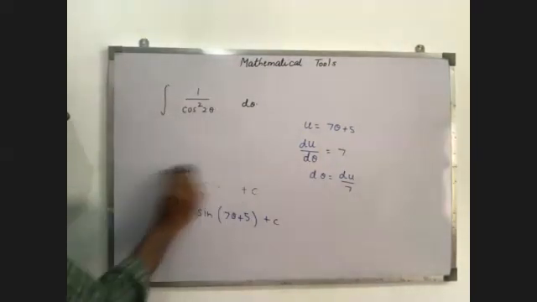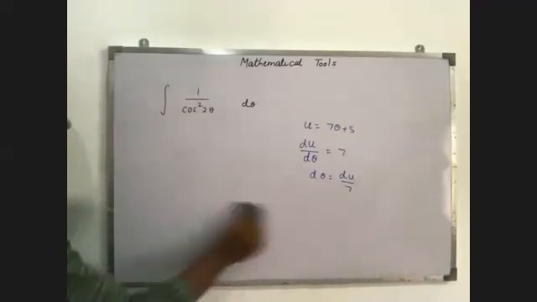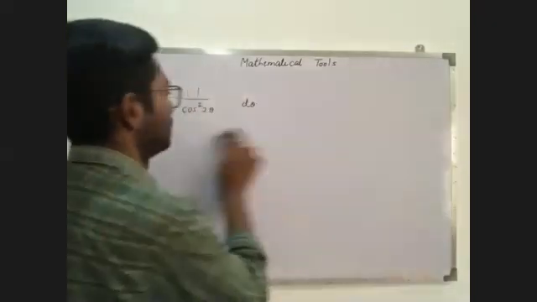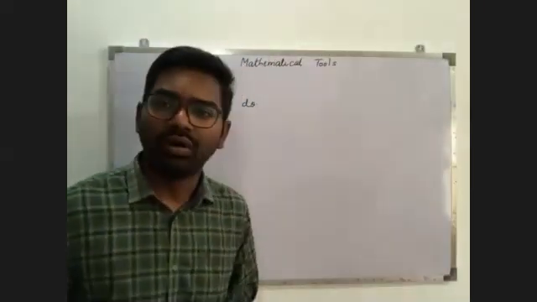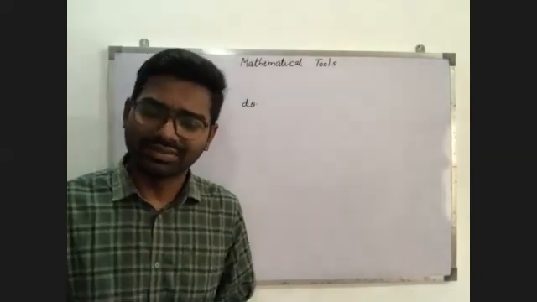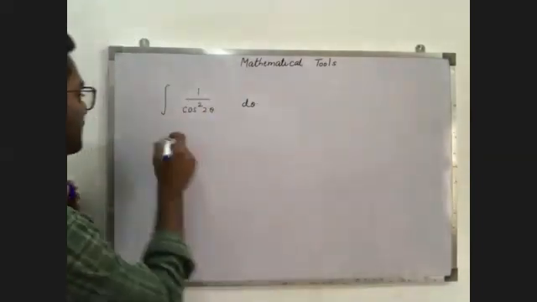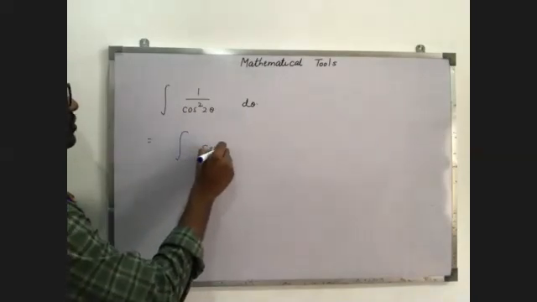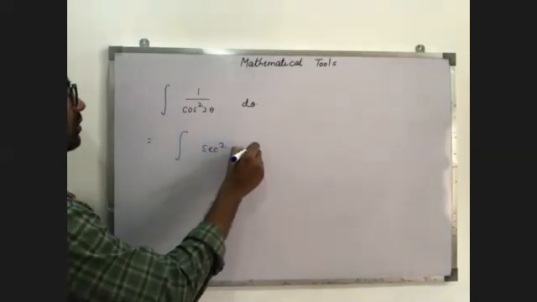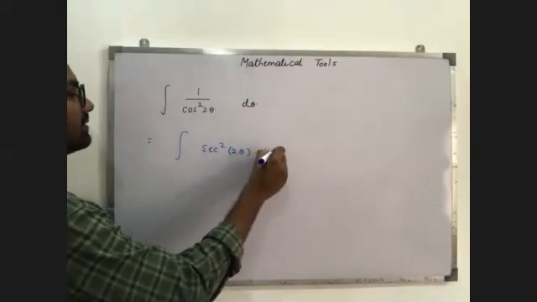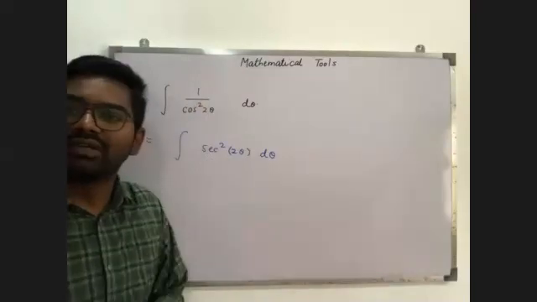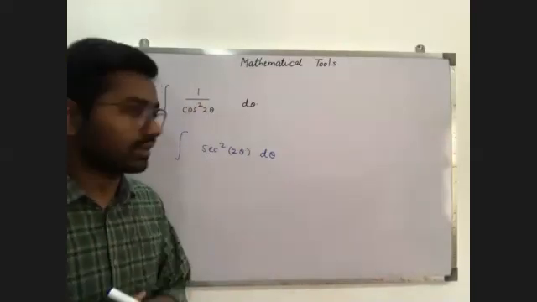Okay, now we need to integrate this. So guys, 1 by cos square theta. 1 by cos theta, we know that is nothing but sec theta. So can I say that this can be written as sec square 2 theta d theta? Because 1 by cos square is nothing but sec square.